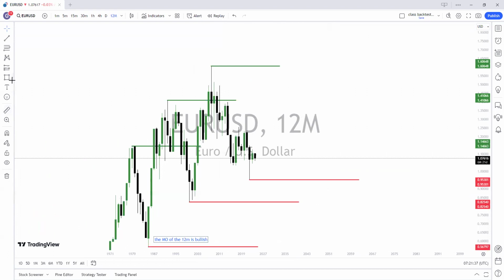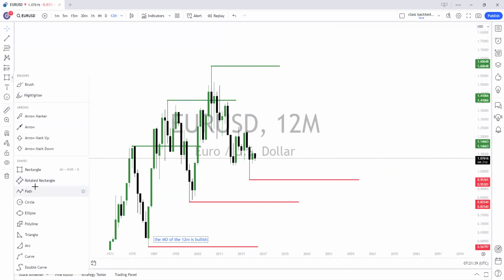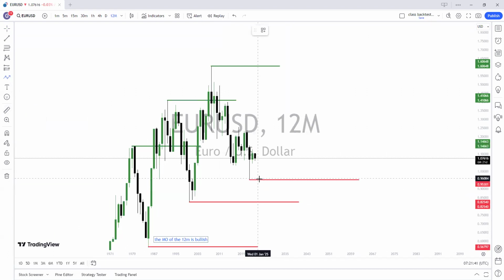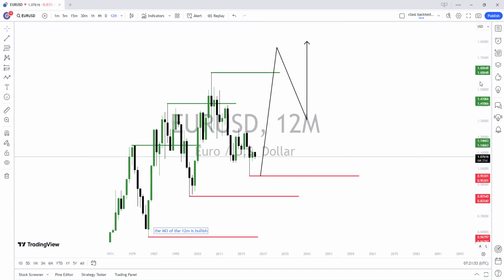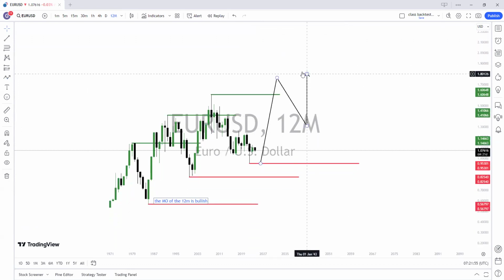Because we already know from our market structure what we have. If price comes over here and breaks this, this is a higher high. It means it's going to continue bullish. Then we're expecting price to retrace maybe 50% of this zone, then go back up, right? This is what we expect price to do.